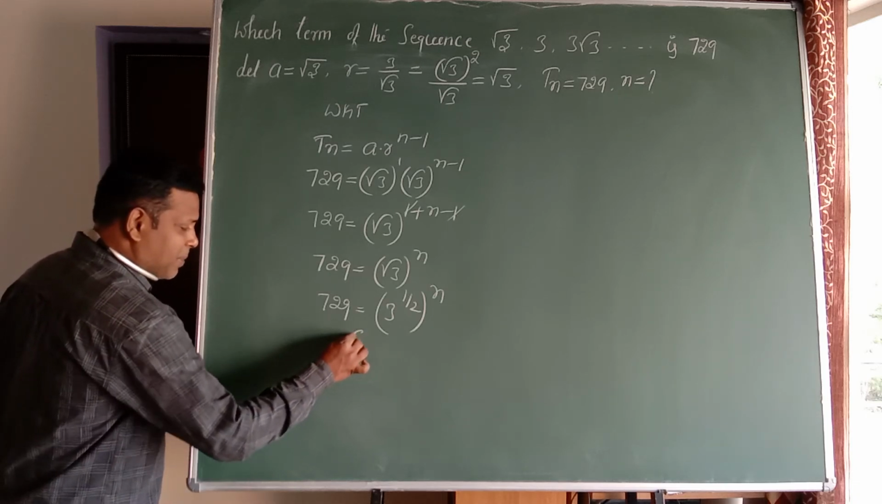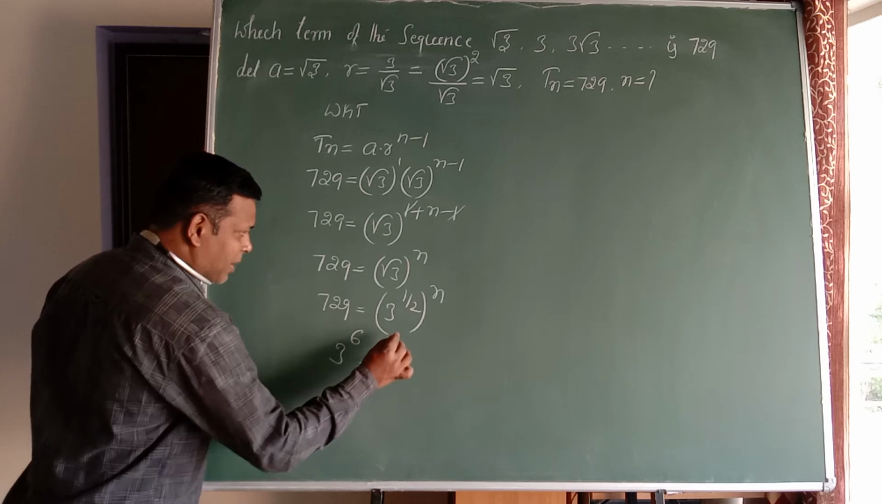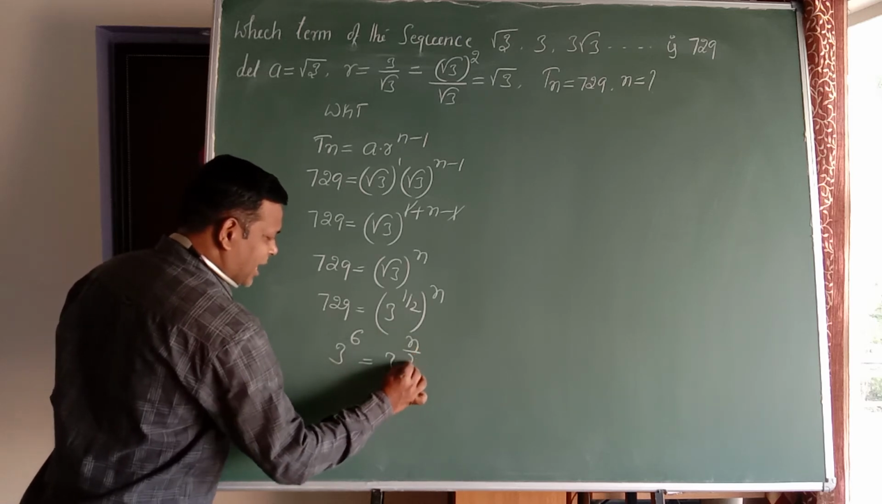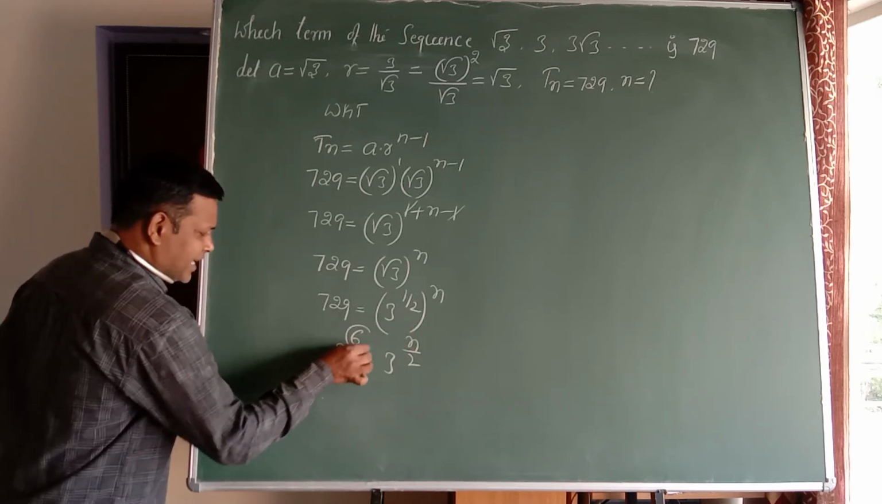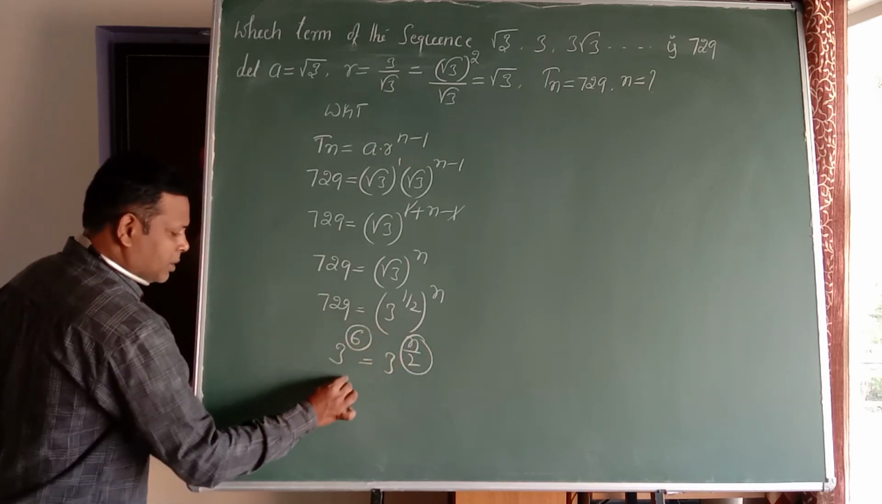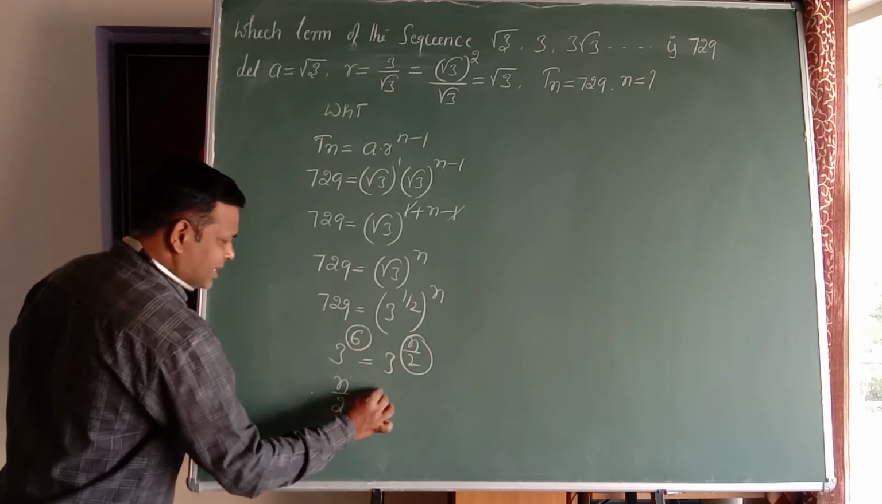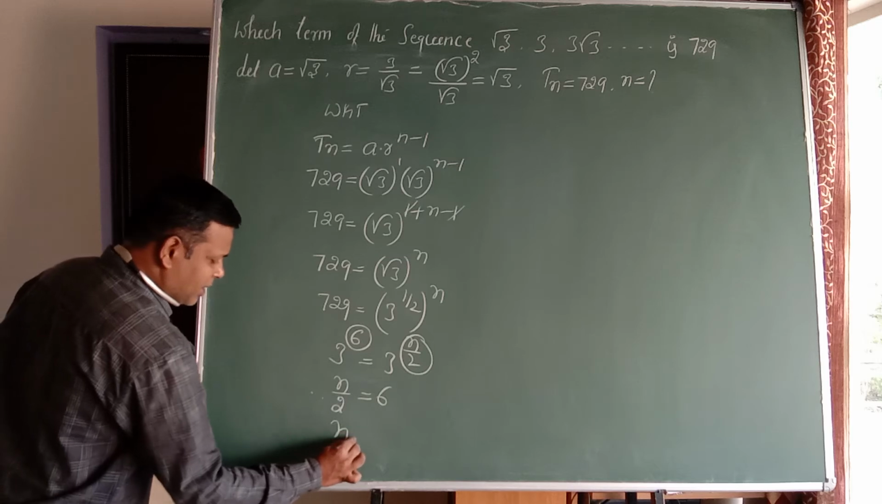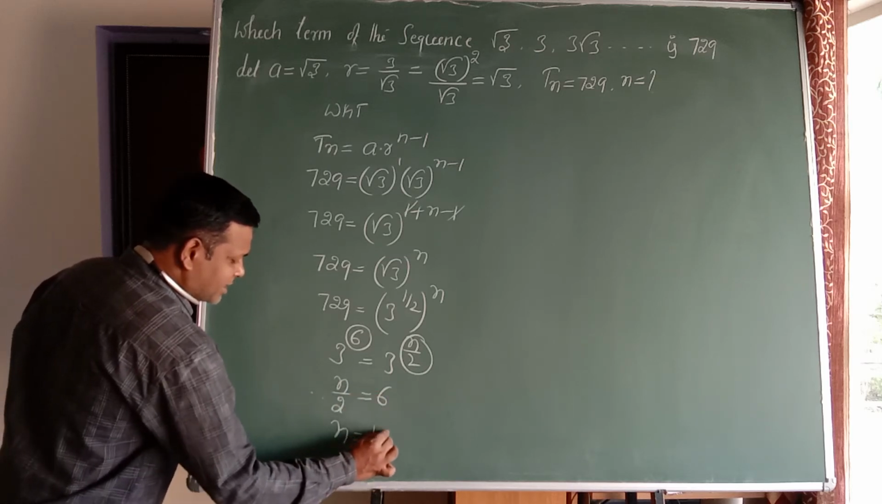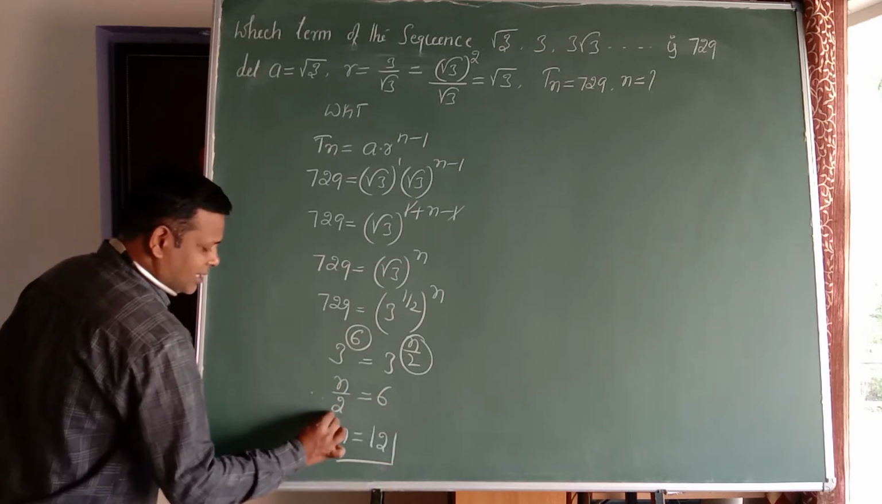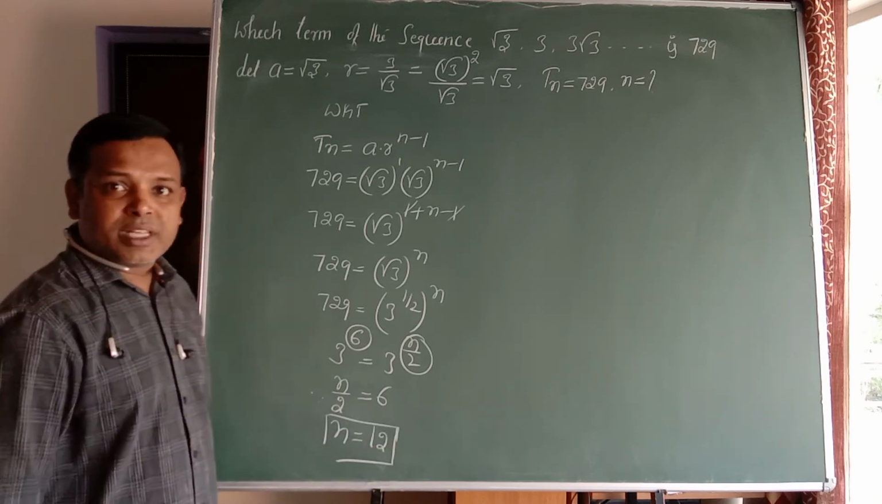That can be written as 3 power 6 is equal to 3 power 1 by 2 into n, which is n by 2. Therefore, this 6 must be equal to n by 2. Nothing but n by 2 is equal to 6. Therefore, n is equal to, cross multiply, 6 into 2, that is 12. This will be the answer.